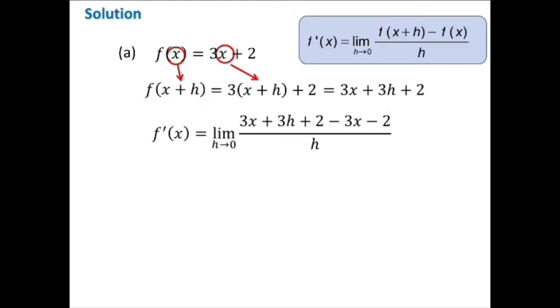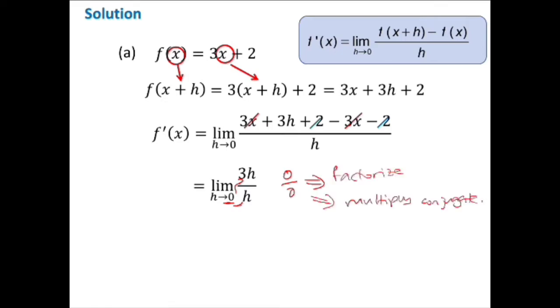Next, you have to simplify this. 3x can be eliminated because 3x minus 3x will be 0. 2 minus 2 is also 0. Just write down 3h over h. After you have simplified, try to substitute in 0 into this function. What you get is 0 over 0. Remember, whenever you get 0 over 0, what you have to do? You have to factorize or multiply with conjugate. But can we factorize or multiply with conjugate for this question? Well, there's nothing to factorize and there's nothing to multiply with conjugate.